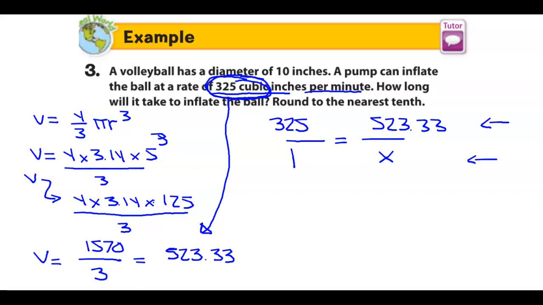So I'm not too sure what chapter we did this in. I know for sure you guys did this in the 7th grade. I don't recall in the 8th grade what chapter it is, but it's really easy to do. We're just going to cross multiply. So we're going to do 325 times x, and 325 times x is just going to give me 325x.